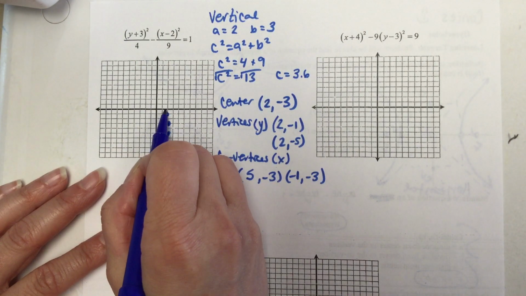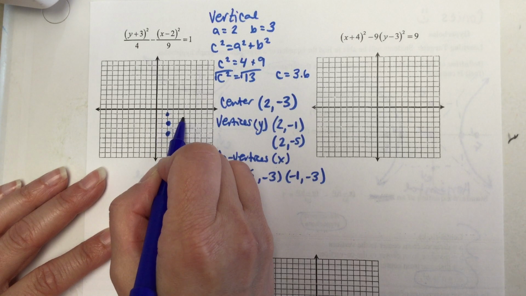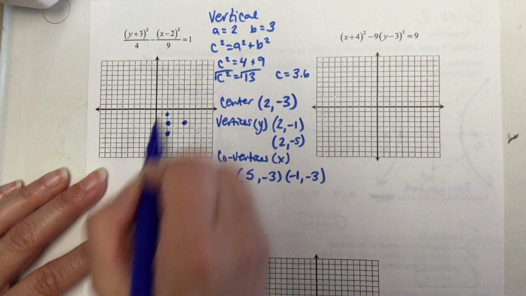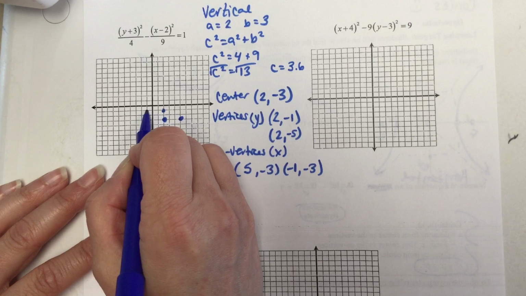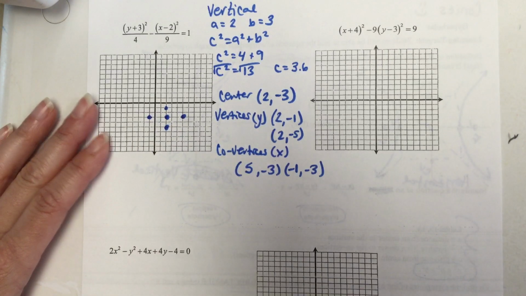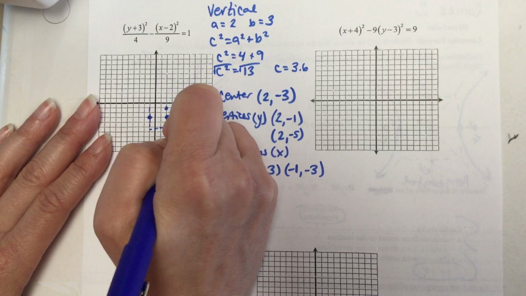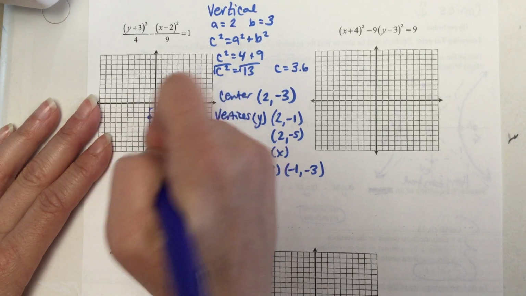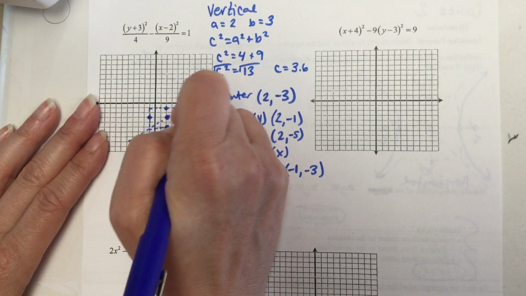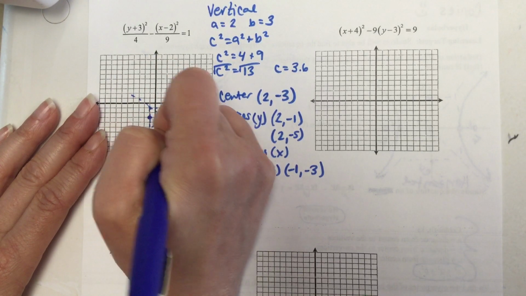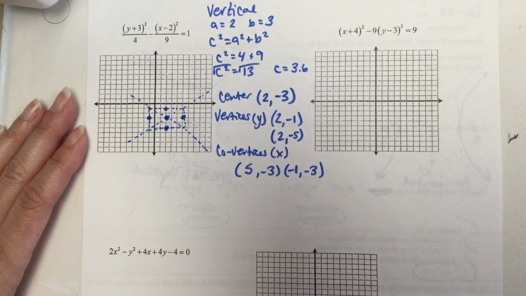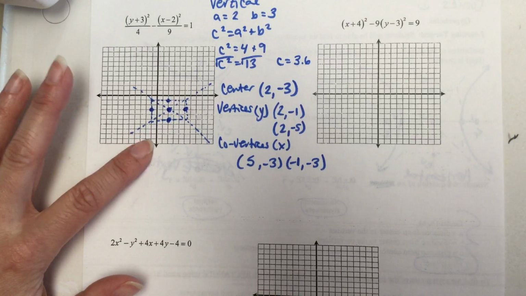I go to the right 1, 2, 3, 4, 5, down 1, 2, 3, co-vertice. Go to the left 1, go down 1, 2, 3, co-vertice. Once you have those 4 points, fundamental rectangle time. Now make your asymptotes. Lots of fun dotted lines. You can do different colors. Oh yeah, good stuff right here. Okay, so this is what I have so far.